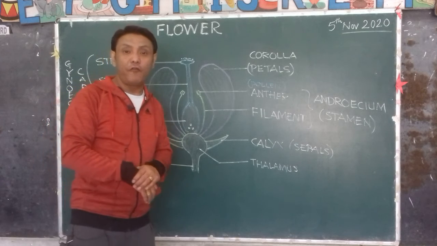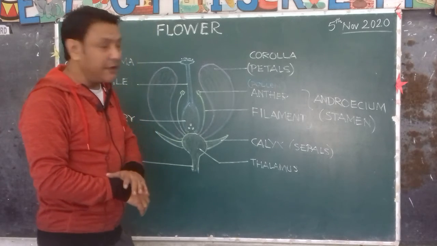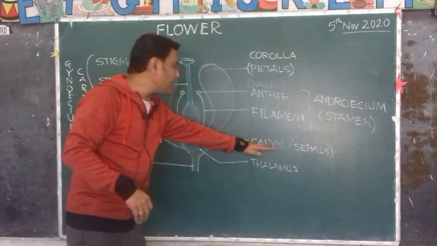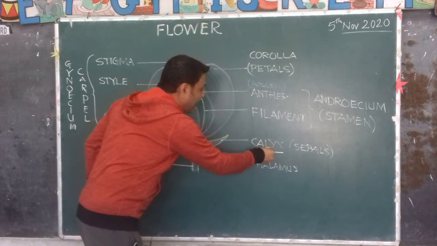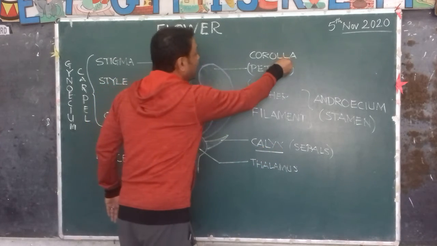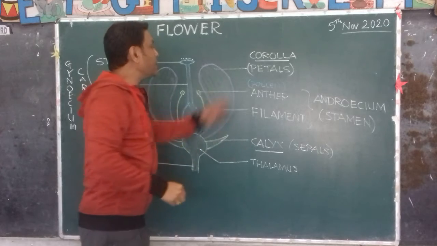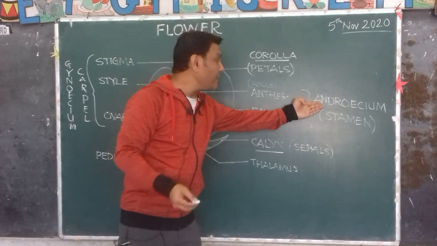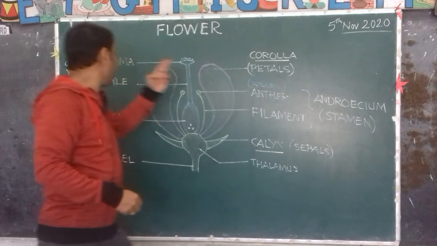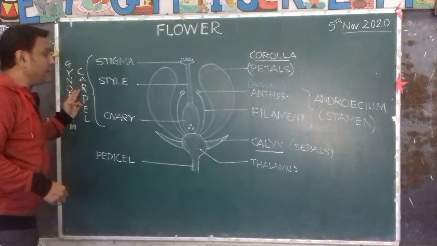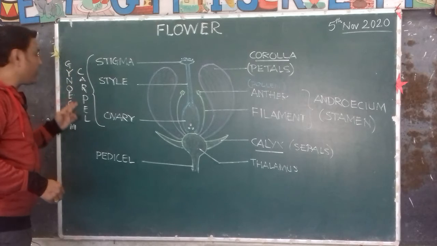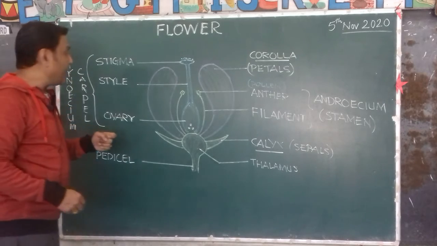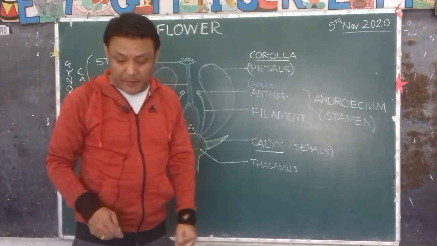Now, again, I want to repeat it. There are four floral whorls in a flower, the four parts in a flower. The first is the calyx. Then comes the corolla. The corolla consists of the petals. Then comes the third whorl from the outside, known as the endoecium, and the fourth one, the innermost whorl, the female part of the flower, which is called the gynoecium or the carpel.